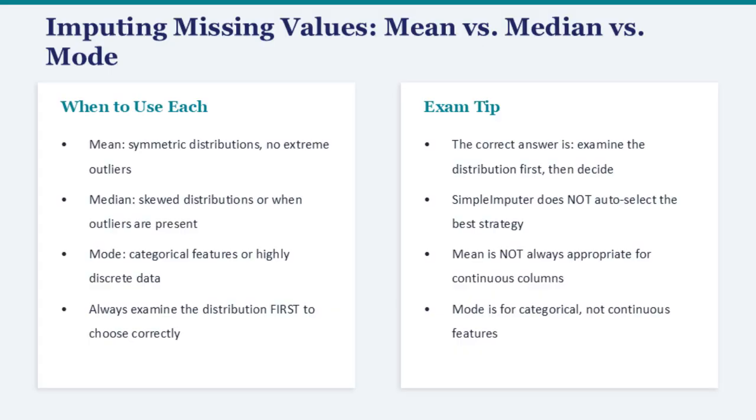Mode is useful for categorical features or highly discrete data. The trap is assuming the mean is always correct for continuous columns. It's actually not. If the distribution is skewed, mean will give you a biased imputation. Always look at the data distribution first.